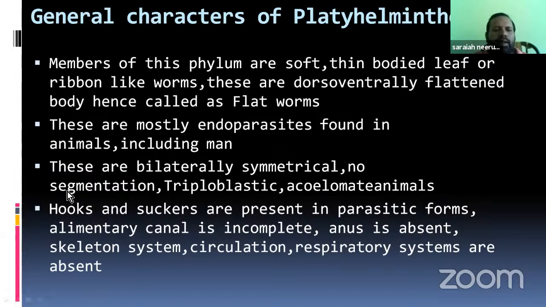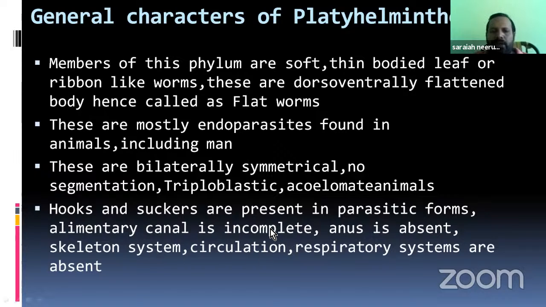That's why they hold parts of the mouth region. Hooks and suckers are present in these parasitic forms. Because they are mostly endoparasites, that's why hooks and suckers are present in the mouth region.